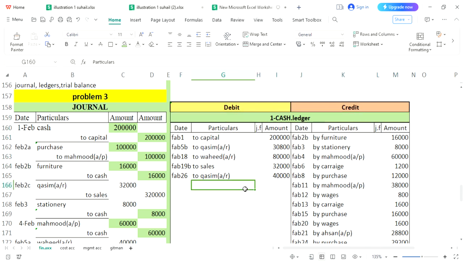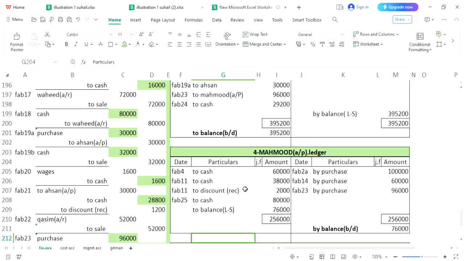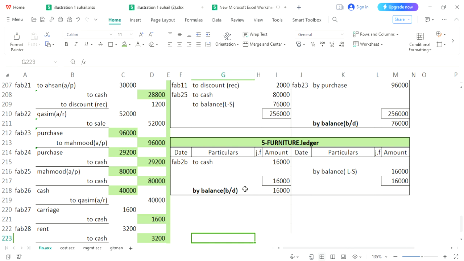First ledger cash was completed, then capital is completed, purchase is completed, Mahmood completed, furniture completed, 5 ledgers are completed. We are taking a short break again. We'll come back and we'll proceed to the next ledger.